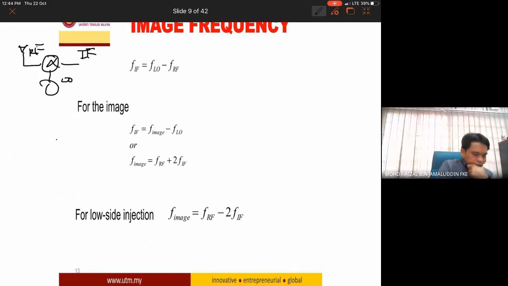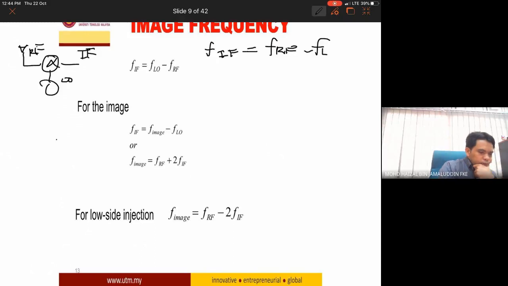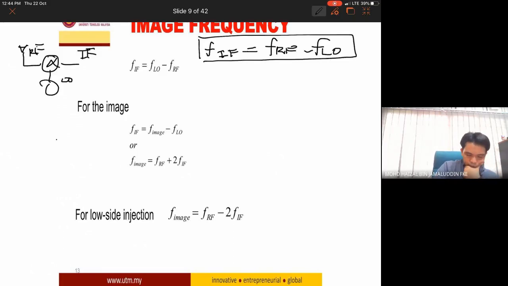Normally, when you want to solve this frequency problem, you have the main intermediate frequency, F_IF = F_RF minus F_LO. This is how you calculate the intermediate frequency: the radio frequency minus the local oscillator frequency. This is the basic formula to get the intermediate frequency.